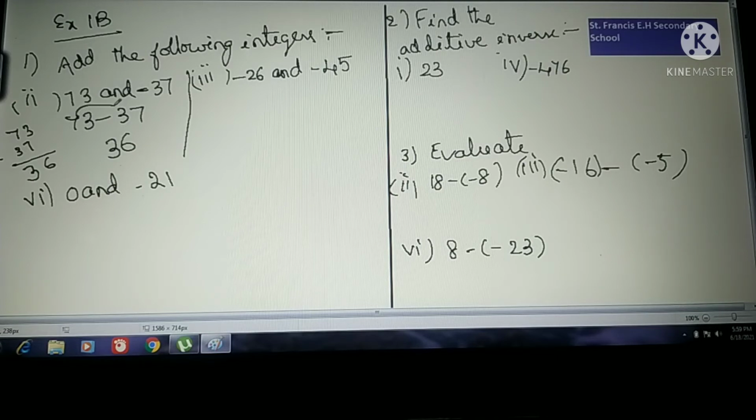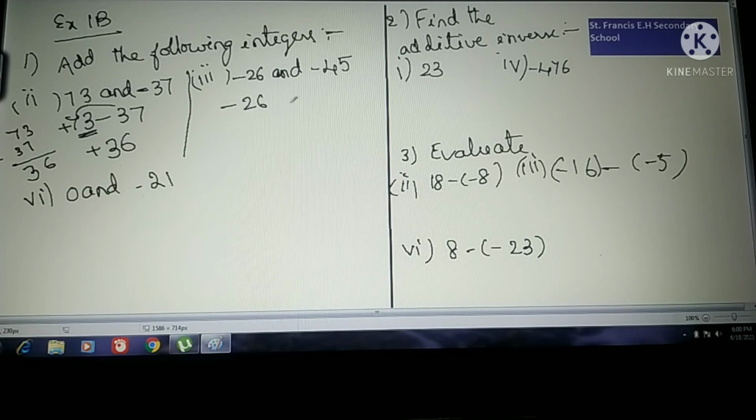Now check the two numbers. What is the bigger one here? 73. What is the sign of this one? Plus. So you will get plus in the answer. Understood? The sign of the bigger number, that you have to write in the answer. Okay, now see the next one.